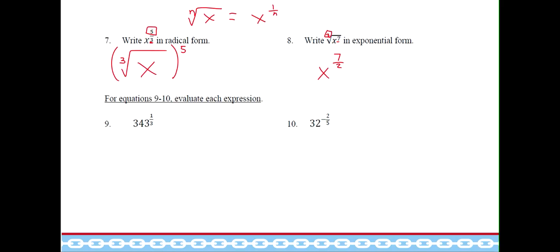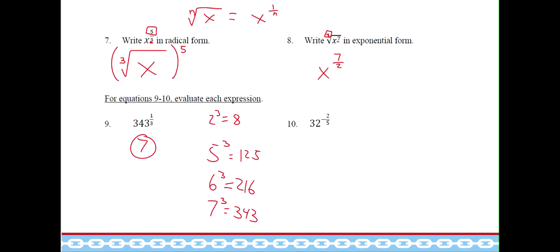So I would personally just use guess, check, revise. I know 2 to the third power is 8. So I'm a long way from my target of 343. 5 to the third power is 125. It gets me closer. So I would just keep checking on my calculator. 6 cubed is 216. And if I type 7 to the third in my calculator, that would be 343. So my answer here would be 7.